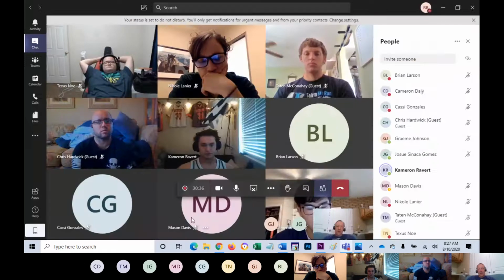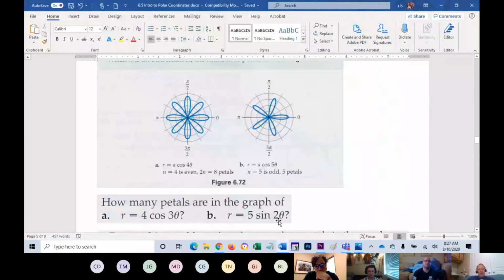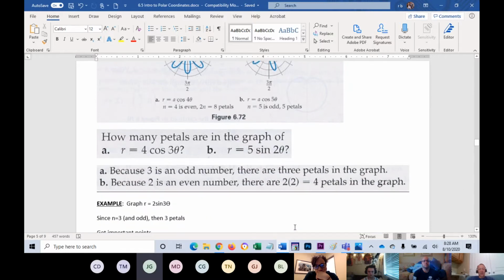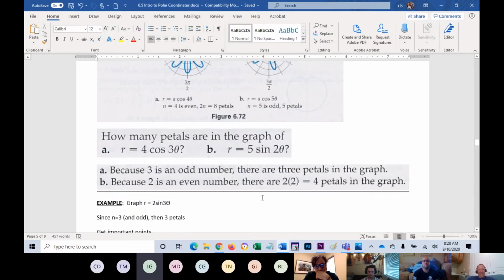Okay. Josue, how many petals am I going to have in r equals 5 sine 2 theta? I think it's 2. No, 2 is an even number. So you're going to have to double it. So that would be 4. Oh, 4. Oh, okay. Boy, struck out on that one. All right, so 3 is an odd number, so you're going to have 3. 2 is an even number, so you're going to have 4. Okay?